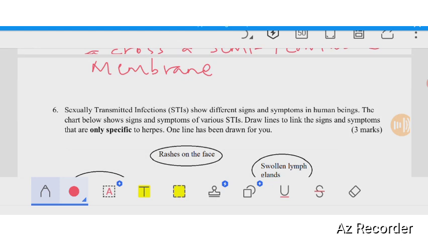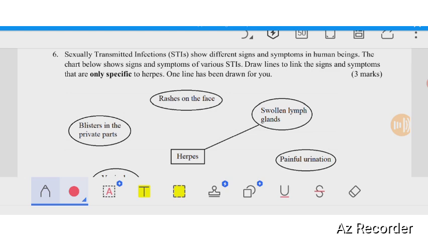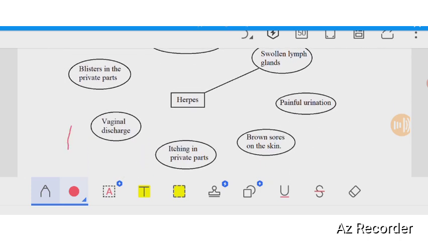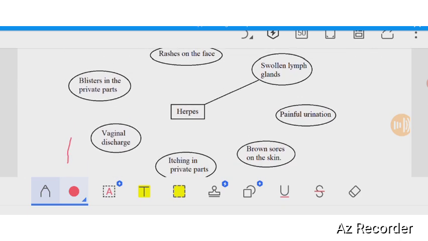Yes. So the next question: sexually transmitted infections show different signs and symptoms in human beings. The chart below shows signs and symptoms of various STIs. Draw the line to link the signs and symptoms that are specifically for herpes. One line has been drawn for you. So already you've been told that the first sign and symptom for herpes is swollen lymph nodes. We have 4 main STIs that we learn in junior school.